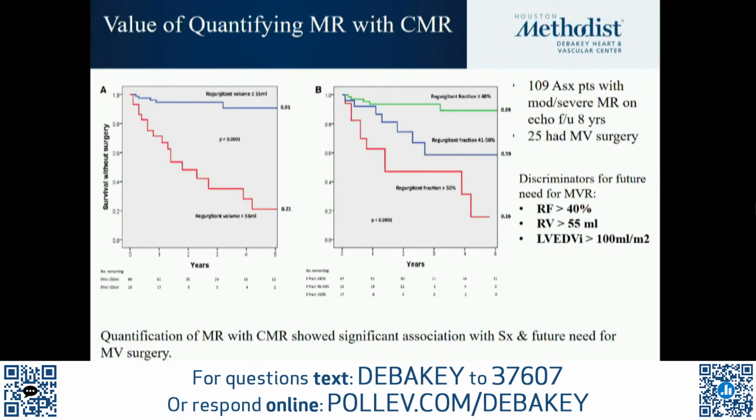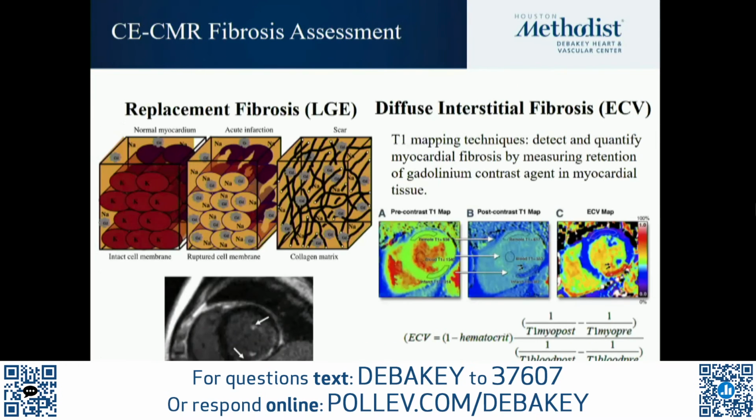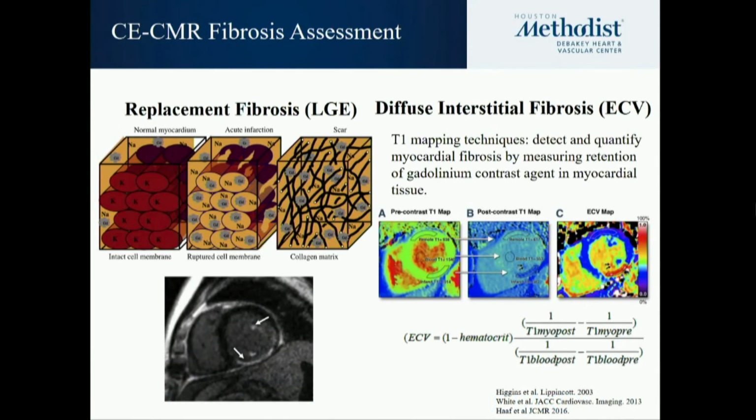And so what does this tell us? So this tells us that at lower thresholds than previously realized for regurgitant fraction, we know that patients become symptomatic. And so this tells us maybe we're waiting in some of our patients too late to intervene on the valve. And so I think this is where the role for fibrosis assessment with contrast enhanced MRI comes in.